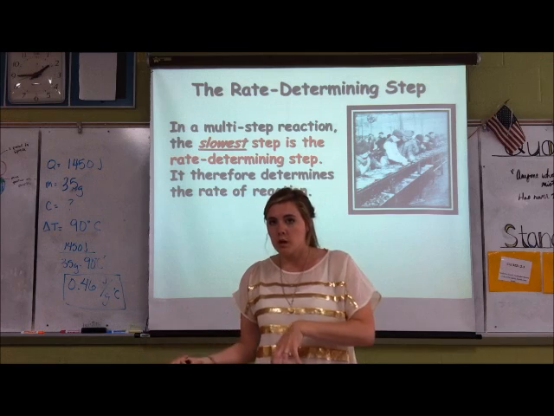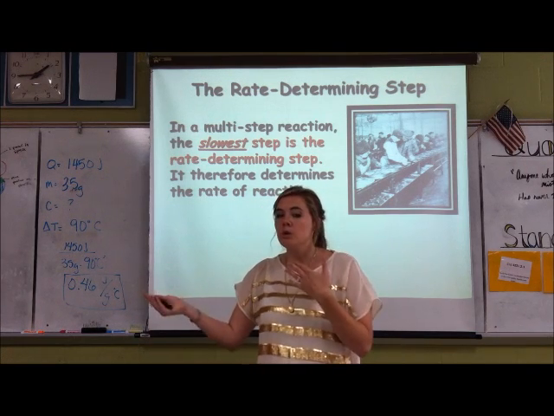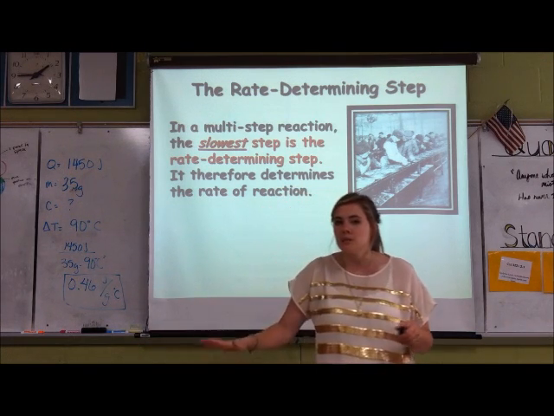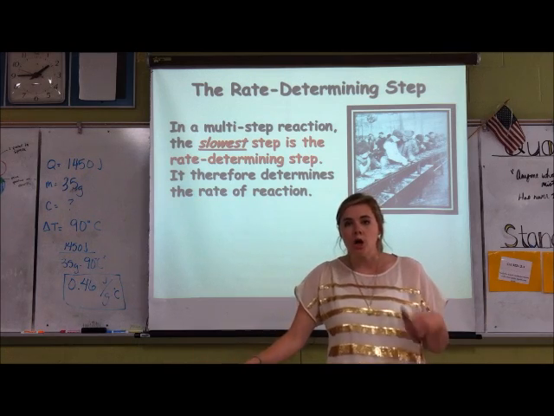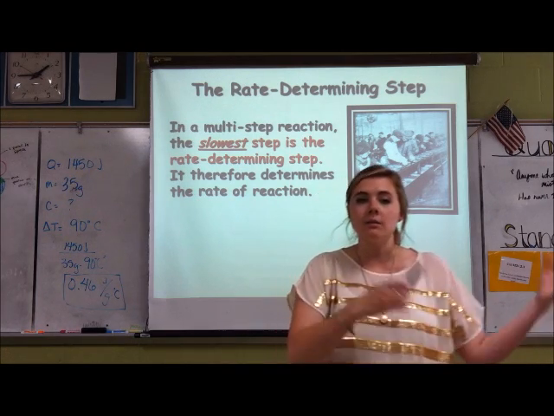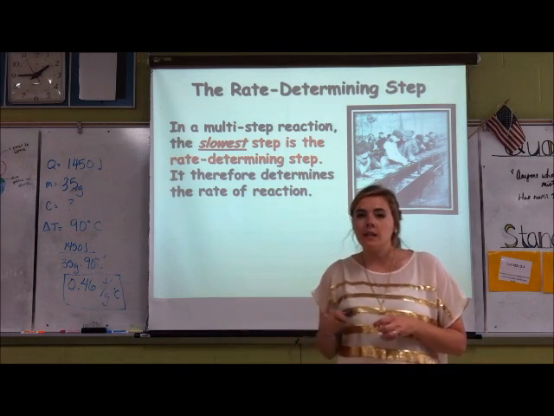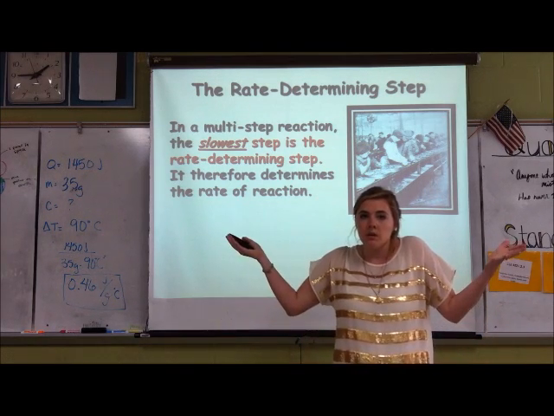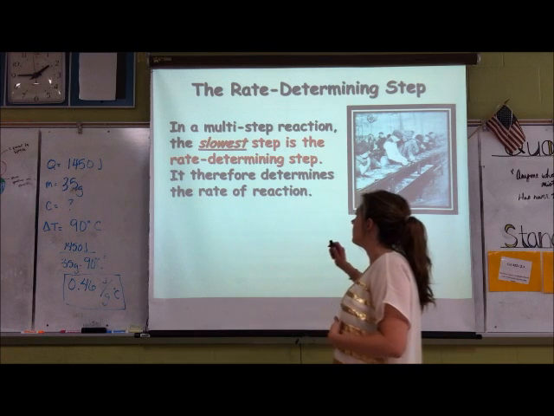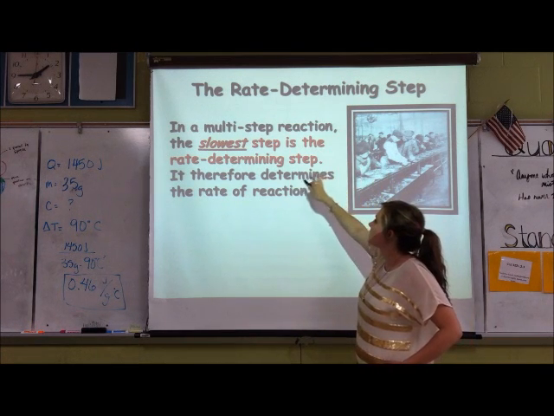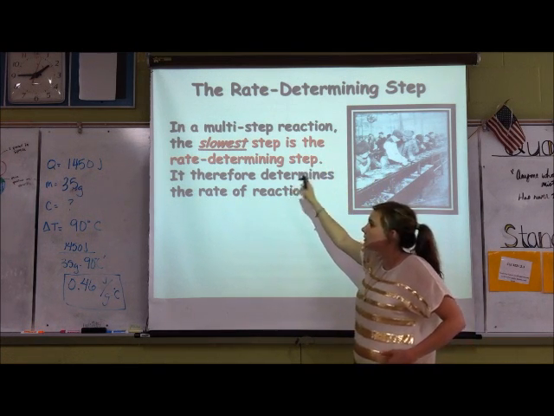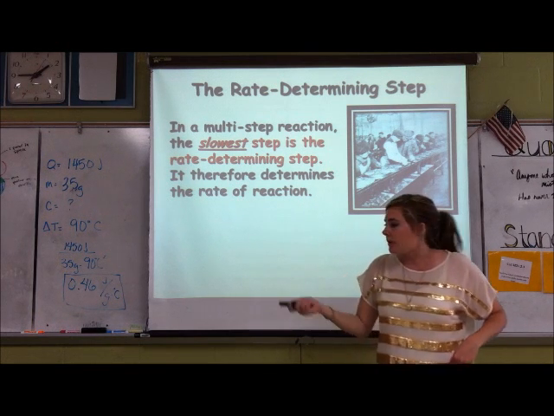Johnny is your slowest step. The rate at which you can pass bricks is dependent upon how quickly Johnny can pass his bricks. Because you can't pass the brick to Johnny when he already has a brick in his hand, and the next person in line can't pass a brick if he doesn't have one. He's still waiting on it from Johnny. So your reaction rate is determined by your slowest step.